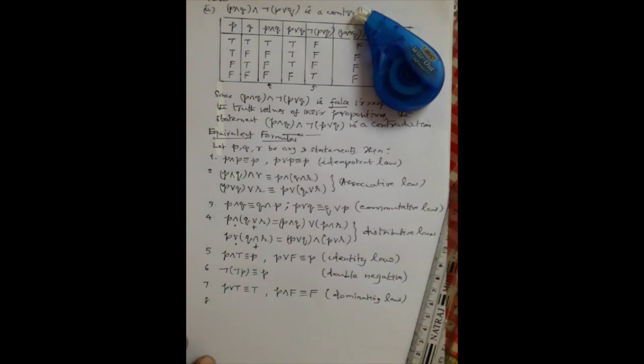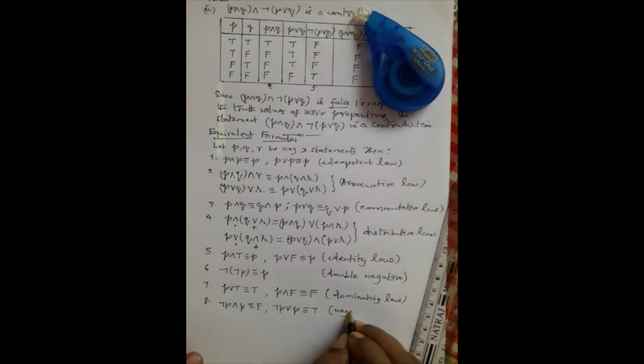Eighth one, we have negation law. P and negation of P gives F. P or negation of P gives T. This is negation law.